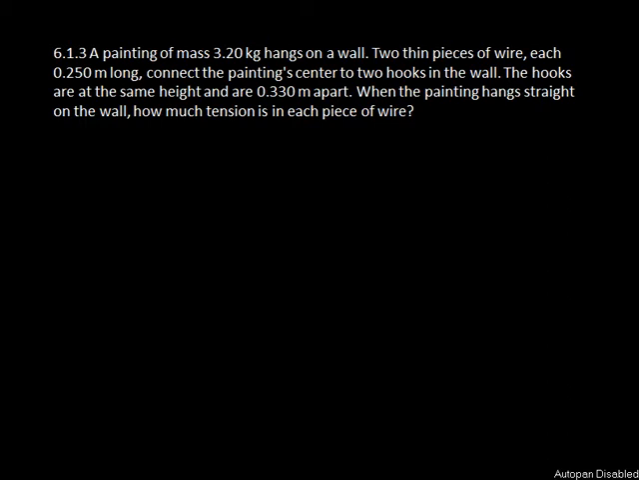So first of all, just get a little picture of what's going on. I've got a wire hanging down here and another wire hanging down here. They're both the same length. This distance that separates them is L equals 0.33 meters. And the length, well, I'll call this big L, and little l, the length of each side of the triangle, is 0.25 meters.